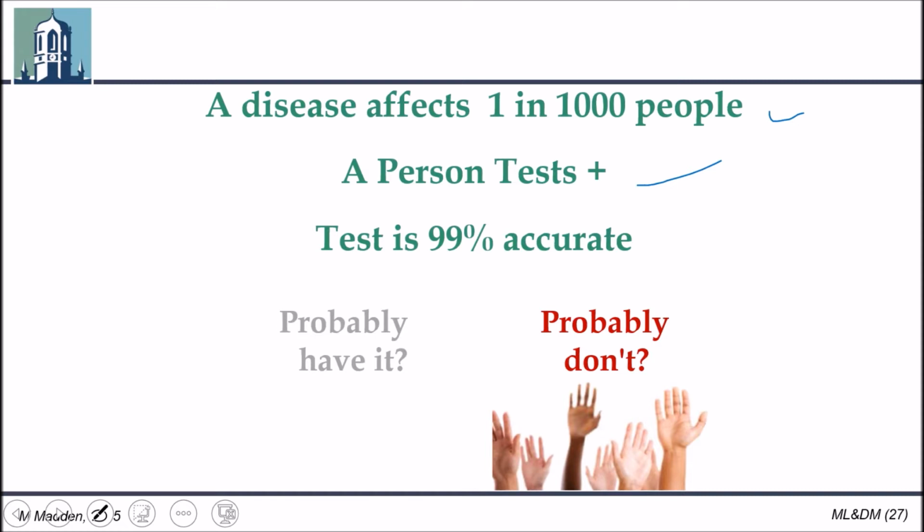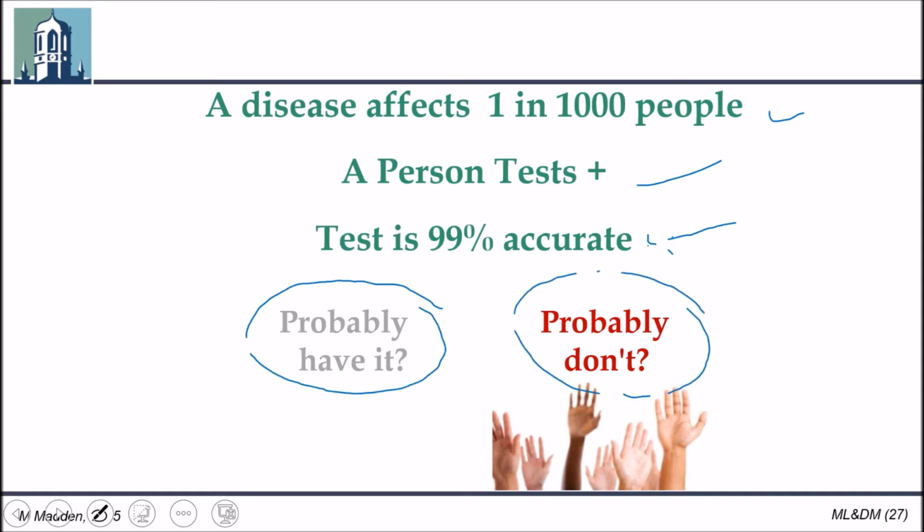We also know that our test is 99% accurate. And so the question is, what do you reckon? Would you say the person probably has the disease or probably does not have the disease? Now, if we were in a classroom, I might ask for a show of hands. And in general, I get a split vote from students. So where do you stand yourself? Well, if you think that they probably don't have the disease, you're right. So let's figure out why that is.